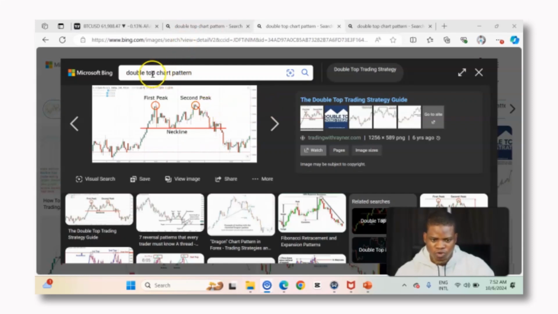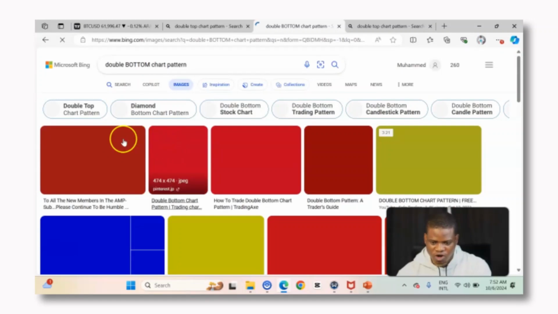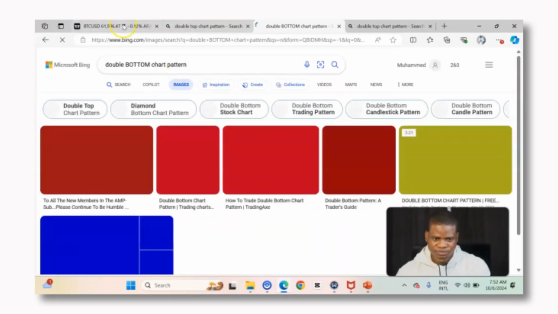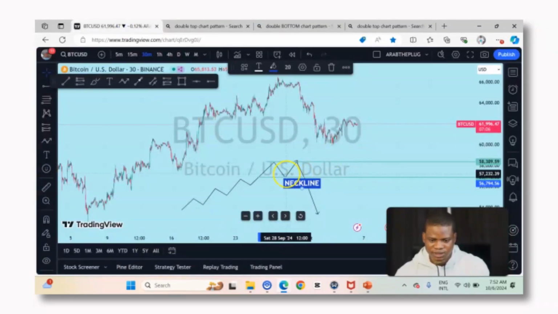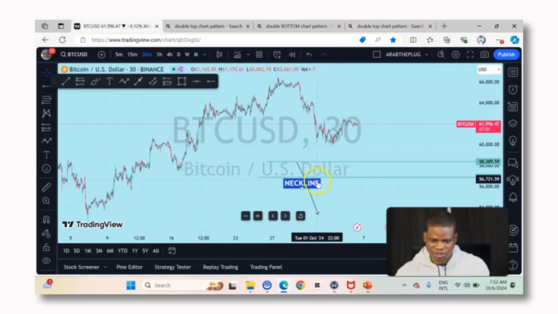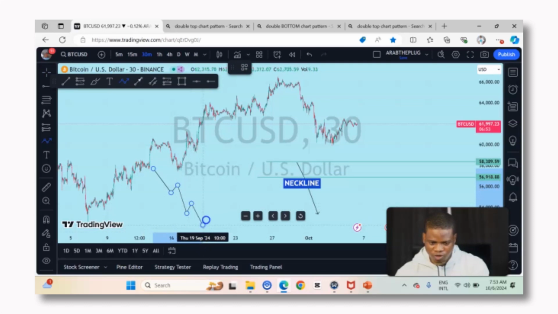So double bottom as well is just the opposite, or a flip side, of the double top, which means that in a double bottom, the market is in a downtrend. The market is coming down, and it got to a stage where it could not go lower again, reversed, came back to this level, created a second bottom and started going up. That is what the double bottom is.